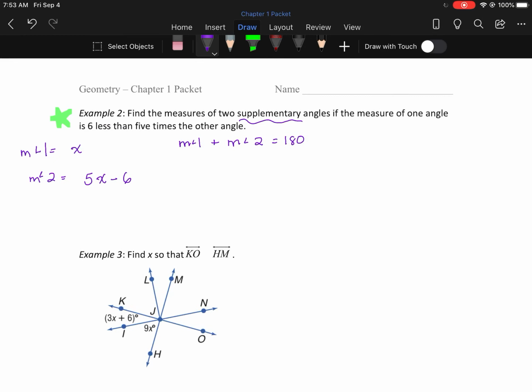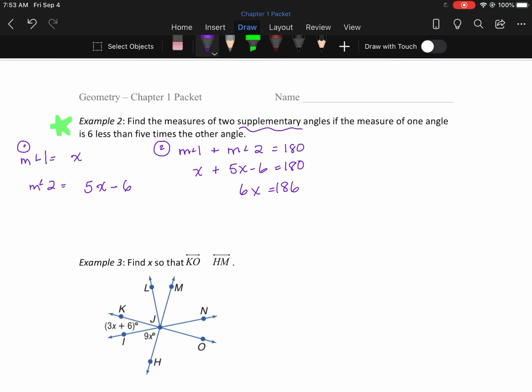So now I can substitute them in. I'm going to go ahead and put 1, put 2, and now we're going to solve this. So x plus 5x minus 6 equals 180. So we get 6x, I'm going to go ahead and add 6, is 186. And then if I divide both sides by 6, we get x is equal to 31 degrees. I should just say 31 because we don't have the angle yet.